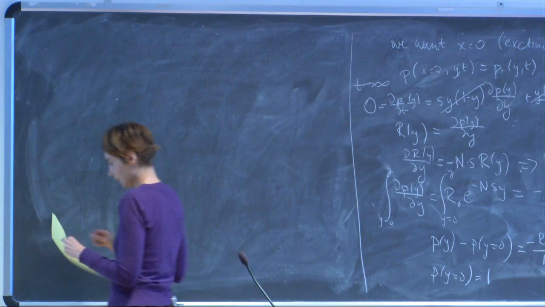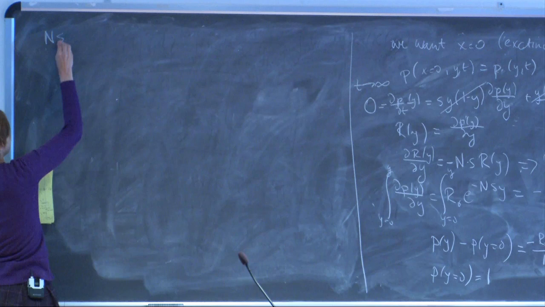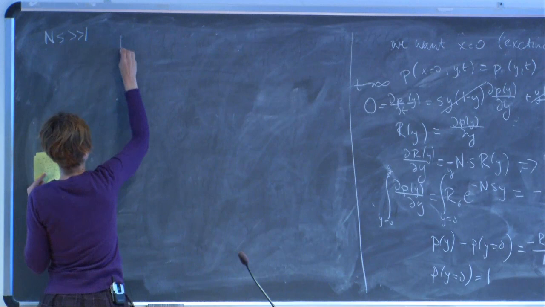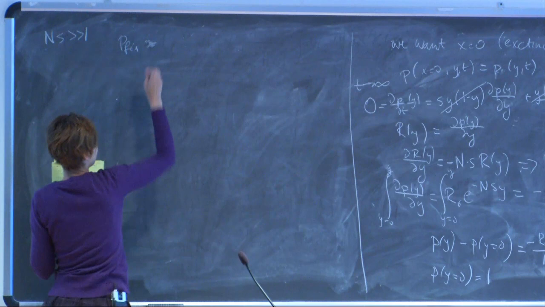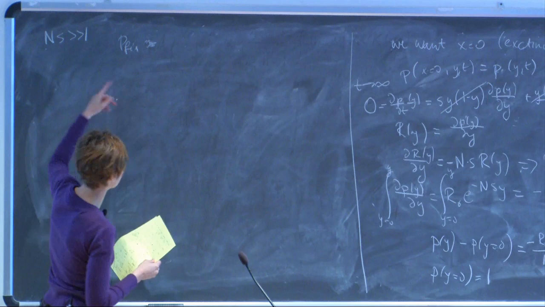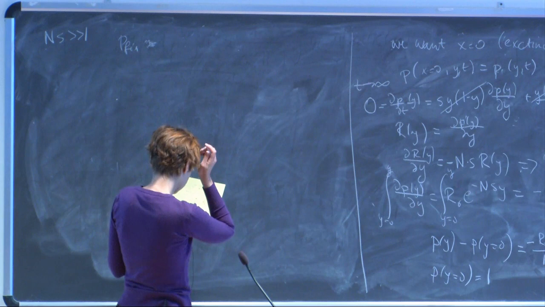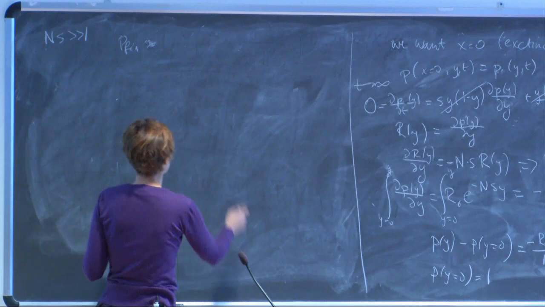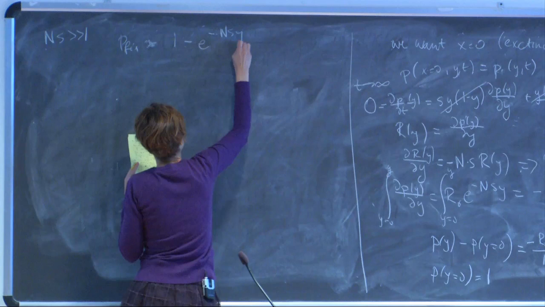Okay, so the first limit, let's look at the limit that selection is strong. So in this limit, P fixation, which is given on that board over there, I'm going to expand in the limit of ns large. So basically, in the denominator, the 1 will dominate, and I'm left with e to the minus ns y.